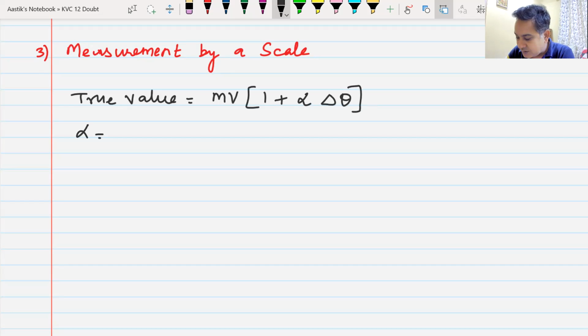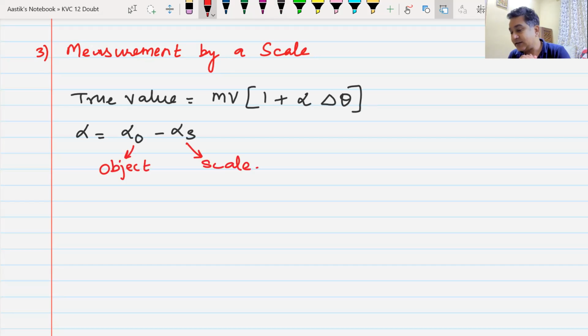Now this alpha is alpha O minus alpha S. What is alpha O? This is the coefficient of expansion for the object that you are measuring. Alpha S is the coefficient of expansion of the scale that is measuring the object. If both of them change, that is the most difficult question, which has never come in a JEE.